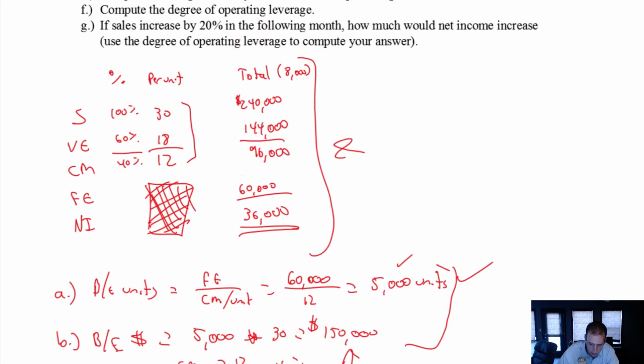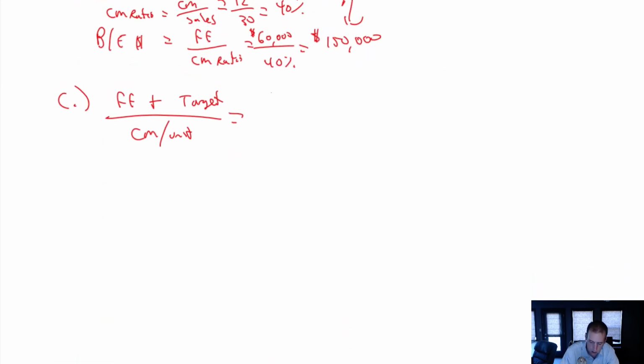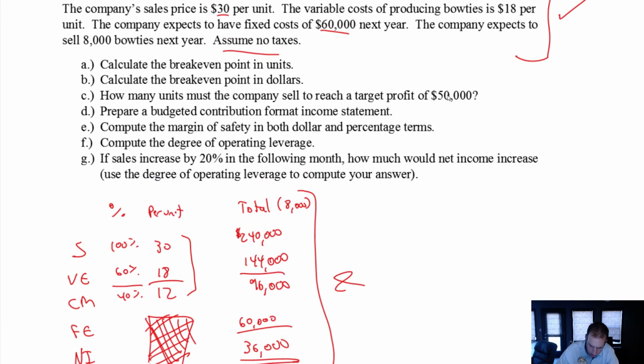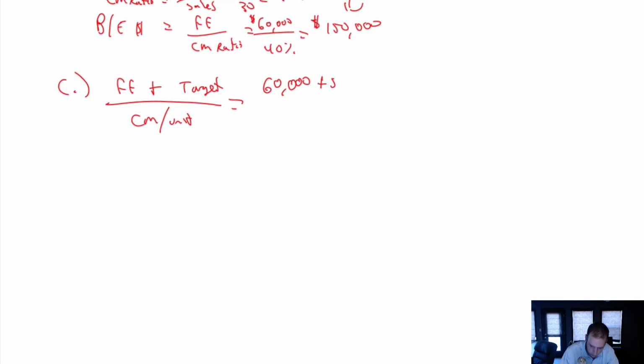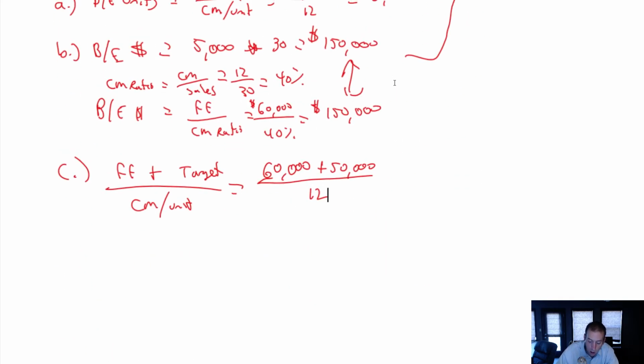We know our fixed expenses. Our fixed expenses are 60 grand. We know our target. Our target is 50. And we know our contribution margin per unit is 12. And again, that's just up here. So, let's take a bit of a step back before I do the computation, although it's an easy computation. Let's think about what we're trying to do here.